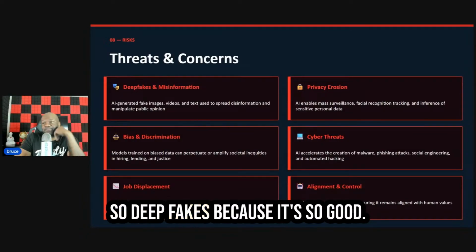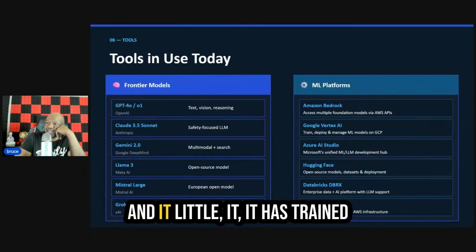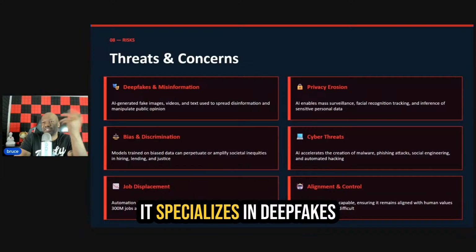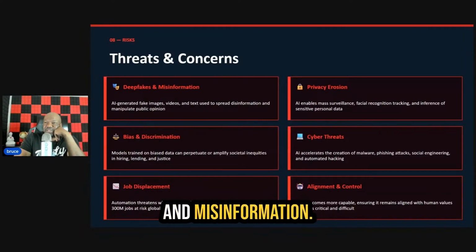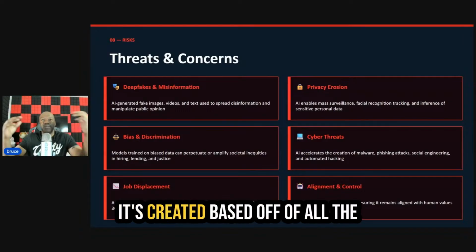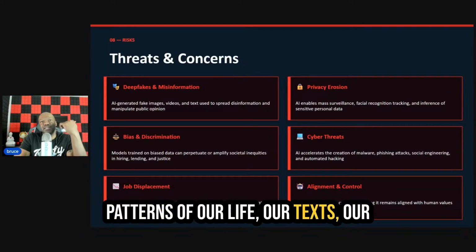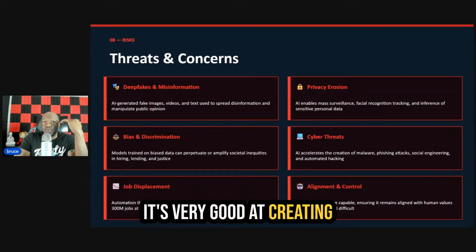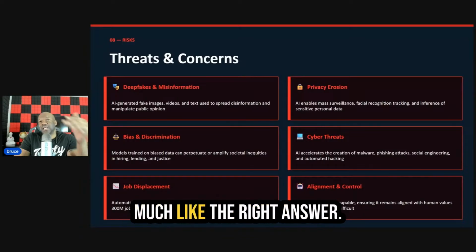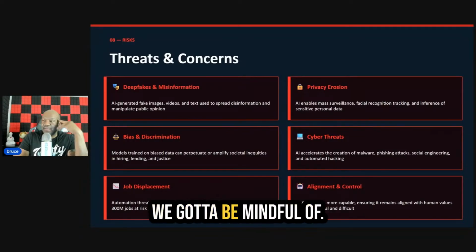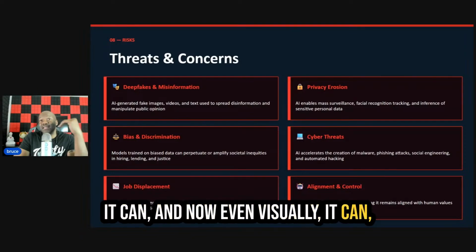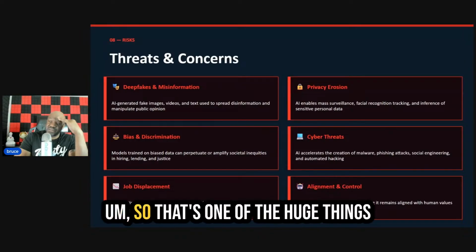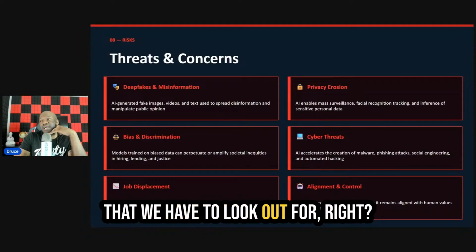So deep fakes, because it's so good and it has trained on all of our information and knows all of our patterns, right? It specializes in deep fakes and misinformation. It's so good at our patterns. It's created based off of all the patterns of our life, our texts, our websites, our information. It's very good at creating something that looks very, very much like the right answer. And that's something that we got to be mindful of. It can, and now even visually, it knows all these patterns and it's just getting better and better. It does not get any worse. So that's one of the huge things that we have to look out for, right?